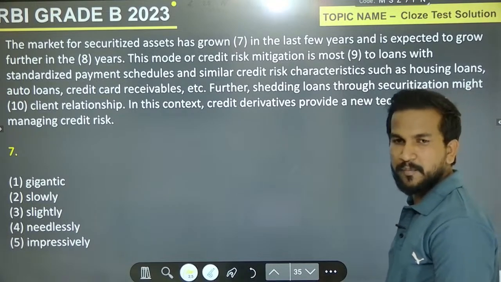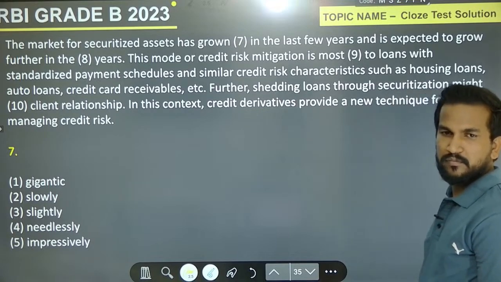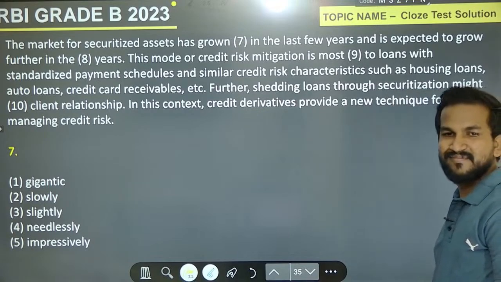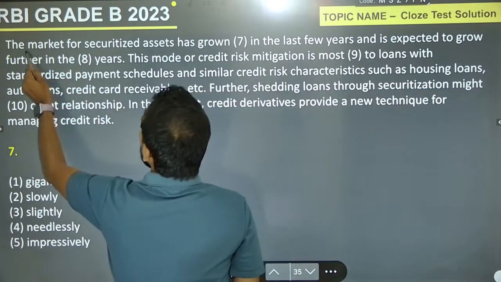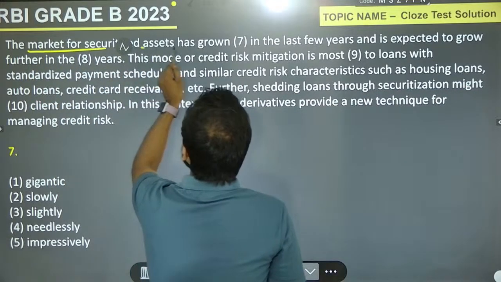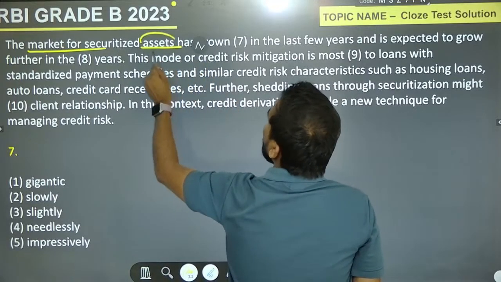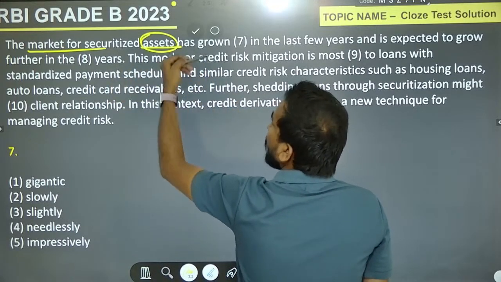What must it be? Go for it. It must be 5. Yeah, definitely yes. What are we talking about? We are talking about the market for securitized assets. We are talking about the assets.